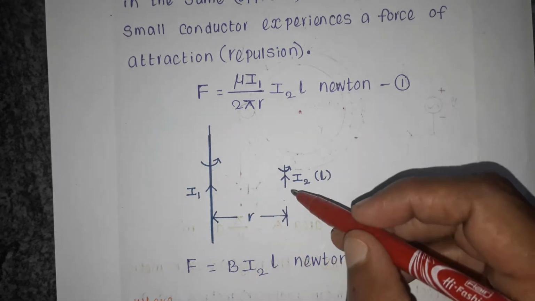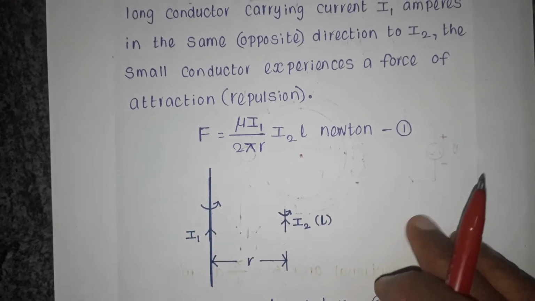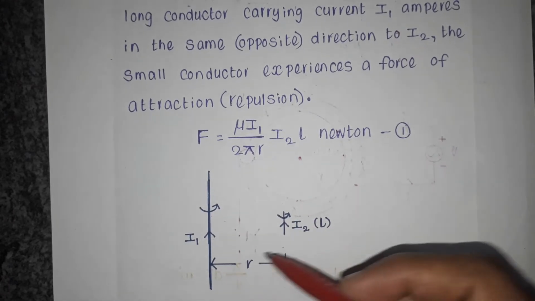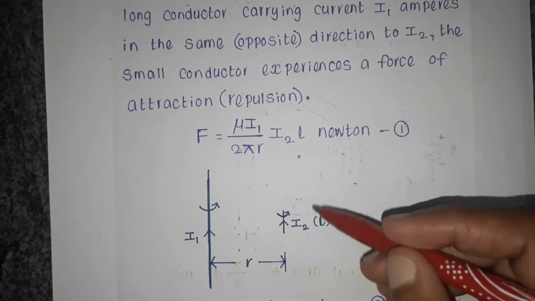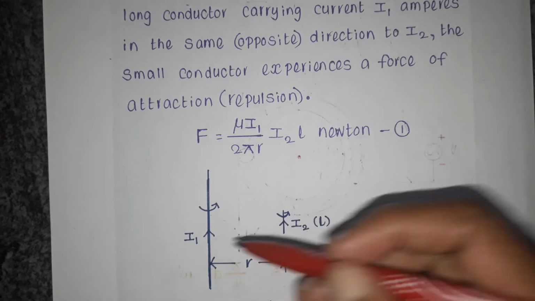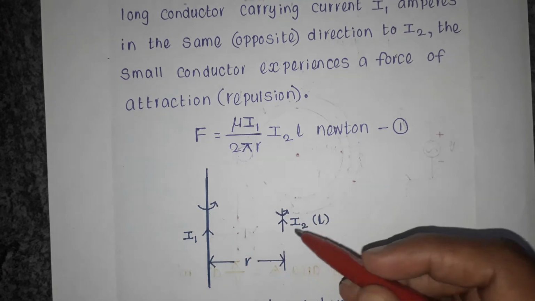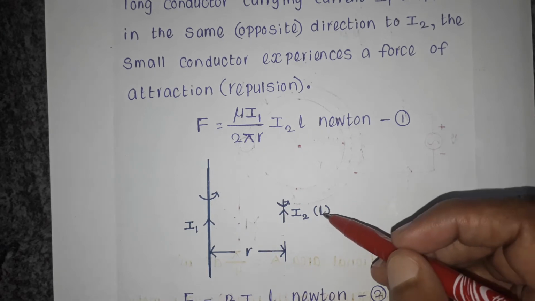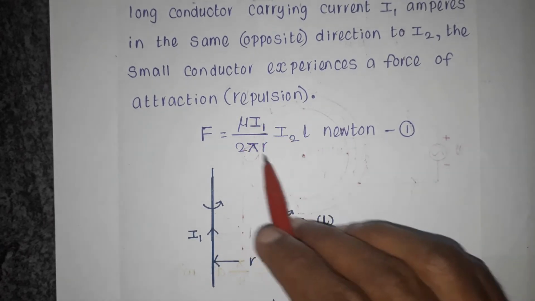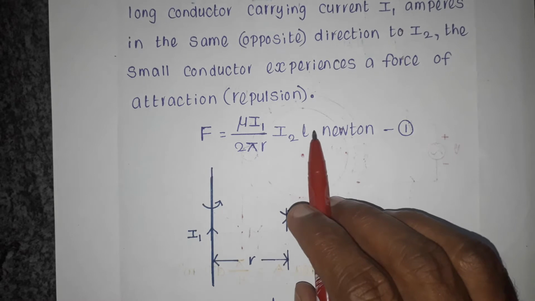When currents are in the same direction, it experiences attraction, so this small conductor moves towards the big conductor. When current in this small conductor is opposite to the current in the big conductor, the small conductor experiences a force of repulsion. So what is the amount of force, whether attraction or repulsion? The magnitude is mu I1 by 2 pi r into I2 L Newton.